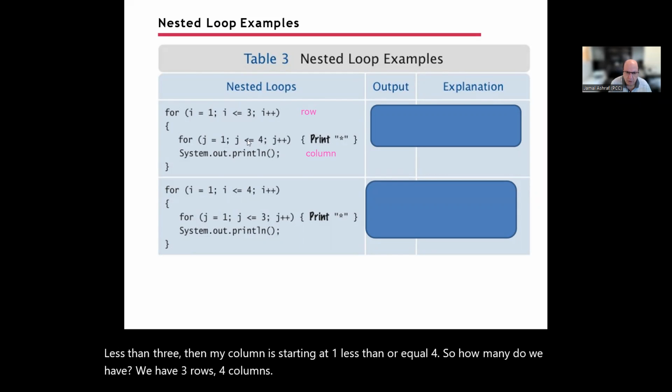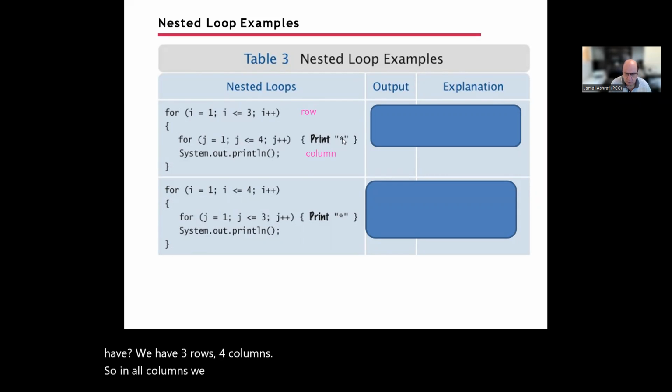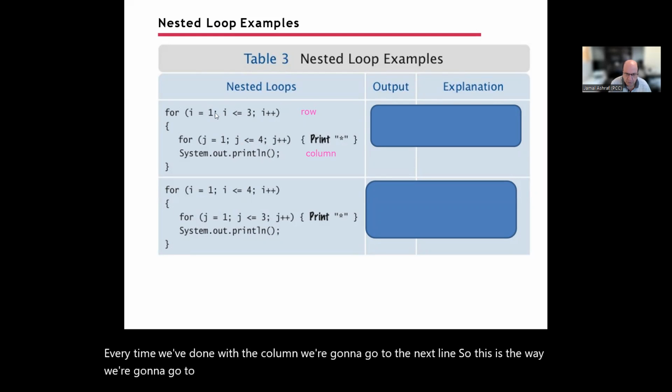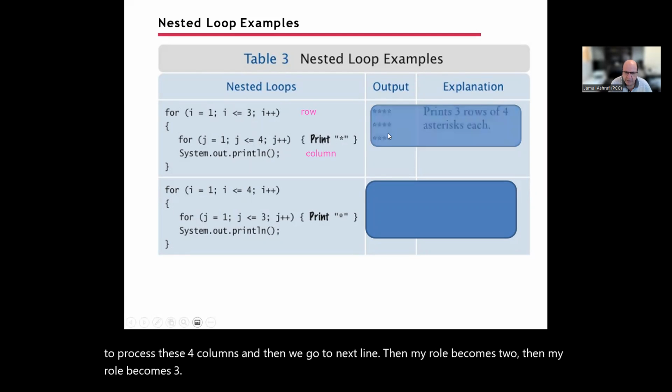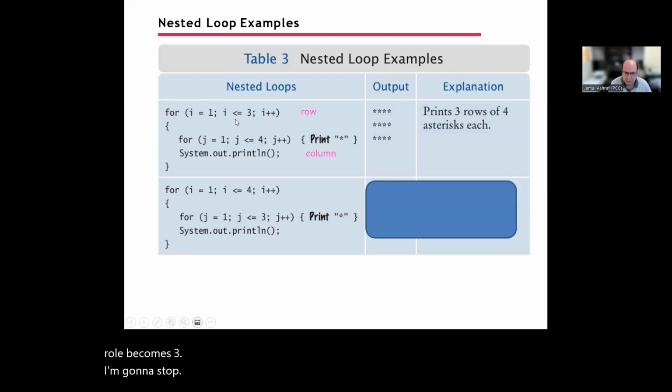So in our columns, we are printing a star. Every time we're done with the column, we're going to go to the next line. So this is the way we're going to go to the next row. Remember, this is a row. So we start with 1. We're going to process these 4 columns, and then we go to the next line. Then my row becomes 2. Then my row becomes 3. And we're going to stop. So this is what's going to happen. We have 3 rows, and each row has 4 stars.